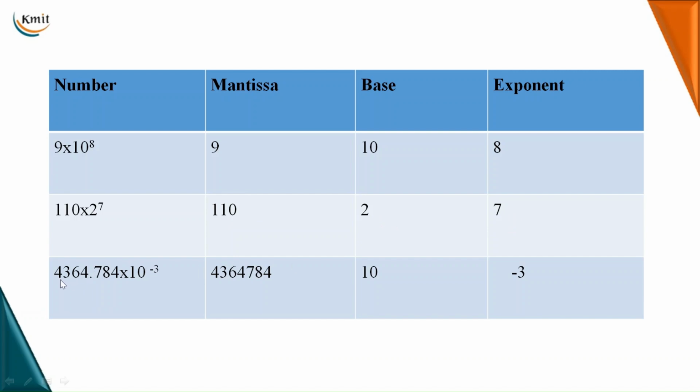Similarly, if you consider 4364.785 into 10 to the power of minus 3, in this particular representation, the entire 4364.785 represents the mantissa part of your data, whereas 10 is your radix or base and minus 3 represents your exponent. So these are different examples of floating point representations.